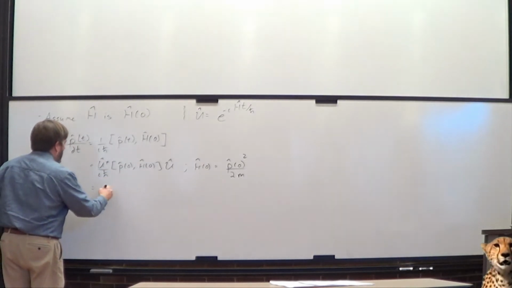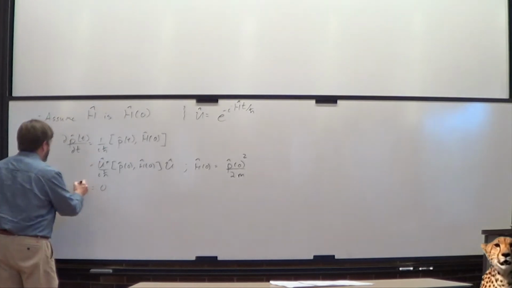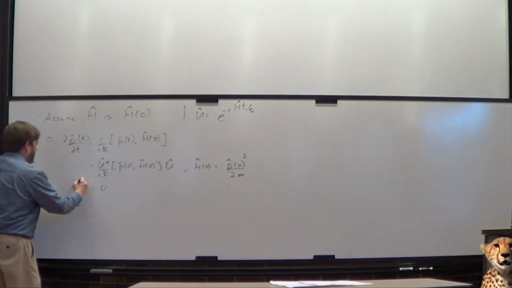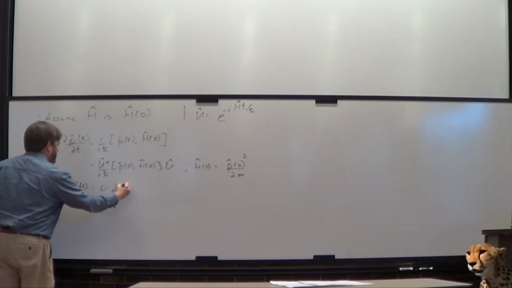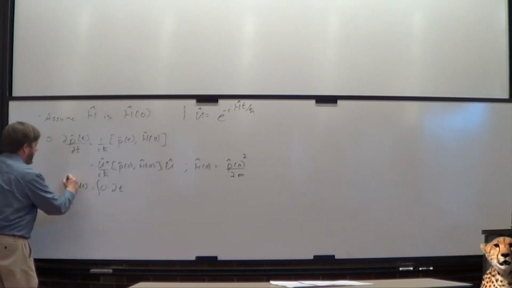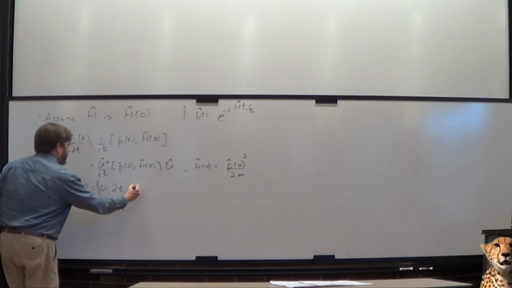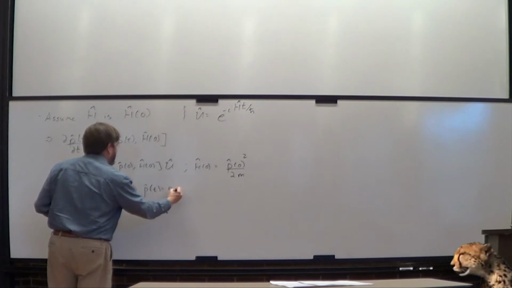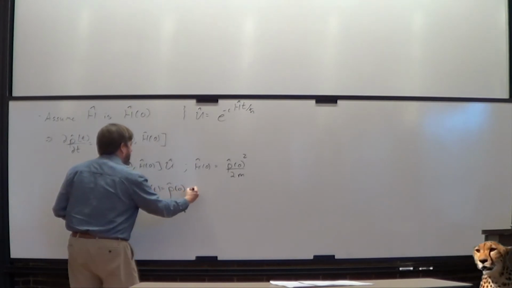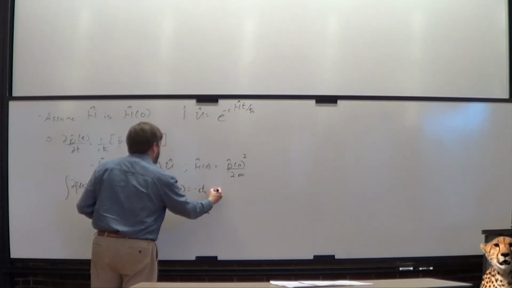Okay, so in this case you get 0. And I'll just bring the dt over. When you integrate that, it's still 0. So therefore you get p of t is 0, which is what we've always known it to be.